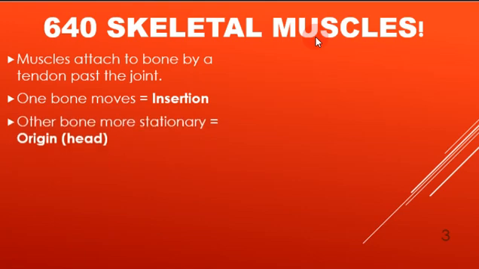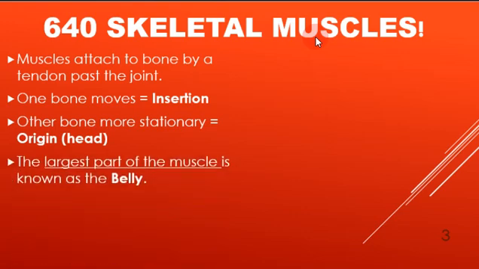Therefore, the bone that's not moving, so in this case I'm doing my arm like this. Right, so here the bone that's not moving, this bone, that means the more stationary bone is going to have what's known as the origin or the head of the muscle. All right, so you're going to say origin would be on the more stationary bone, the bone that doesn't move as much. Because remember, the muscles are moving our bones.